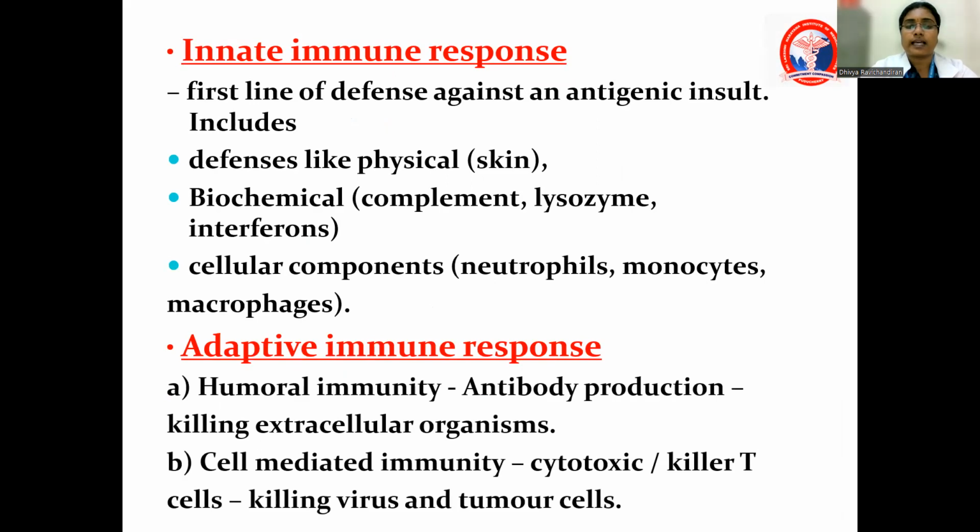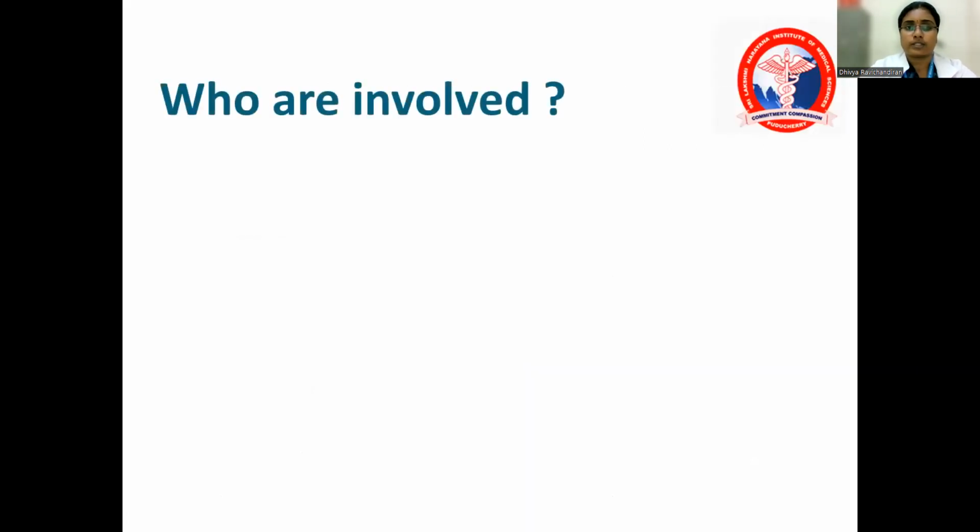And coming to adaptive immunity, these are humoral immunity and cell-mediated immunity. Humoral immunity is antibody production, which kills extracellular organisms. Cell-mediated immunity has the cytotoxic and killer T cells, which kill the virus and also tumor cells, and it has memory cells which remember the antigen, and in the future kill it whenever it invades the host.